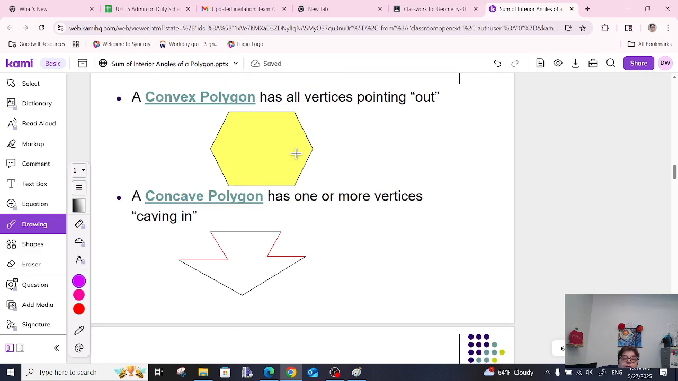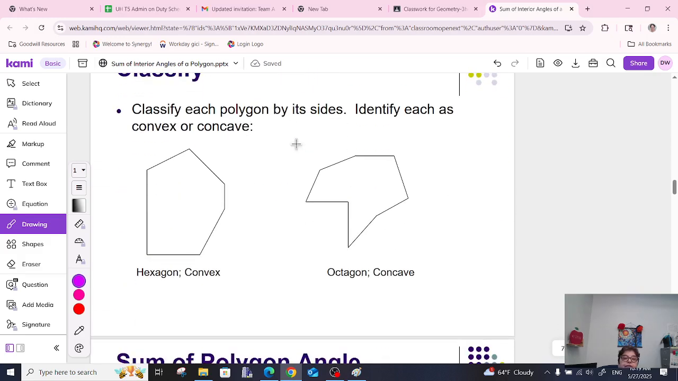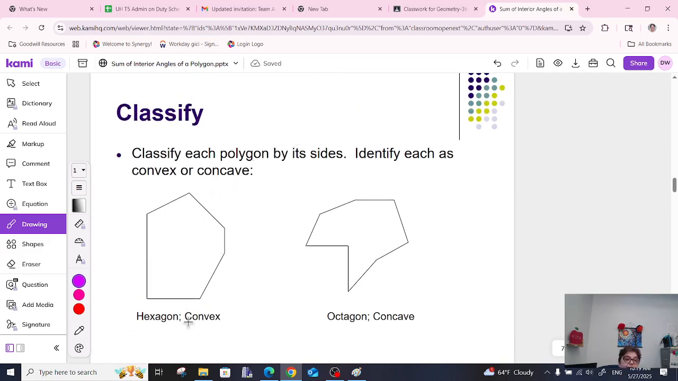Okay, so classify. Right here, it's asking to classify these. They gave the answers on the bottom, but let me tell you how they got the answers. It said classify each polygon by its sides and identify if it's convex or concave. So here, I would count the number of sides. 1, 2, 3, 4, 5, 6. And I would say, oh, it's 6 sides, which makes it a hexagon. All the corners are pointing outward, so it is convex.